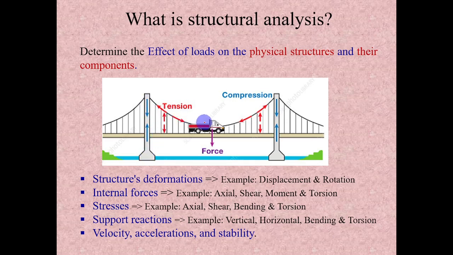And due to this loading, this cable experiences some tension, and these strings experience some tension, and this pylon is going to get some compression, and this girder is going to get some bending and shear. If the loading is unsymmetrical, this may also experience some torsion. In the same way, each and every element will experience corresponding stresses like axial stress, shear stress, bending, torsion. Also, this support is going to experience some reaction in the vertical and horizontal directions, as well as some moment.